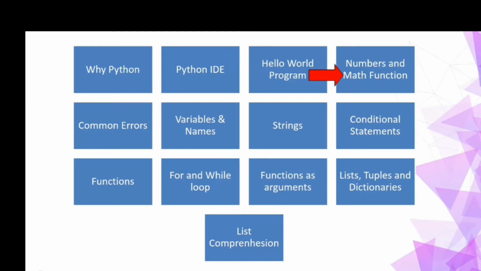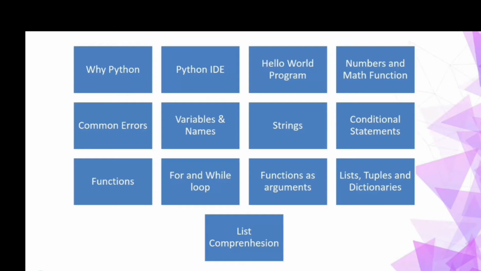Once that is done, we learn how to incorporate numbers and math functions, where we'll see how we can do mathematical problems and solve them over there. After that, we look at the common errors that occur in Python. So there are multiple types of errors that could be possible, like syntax error, index error, and so on. So we look at all of those different types.